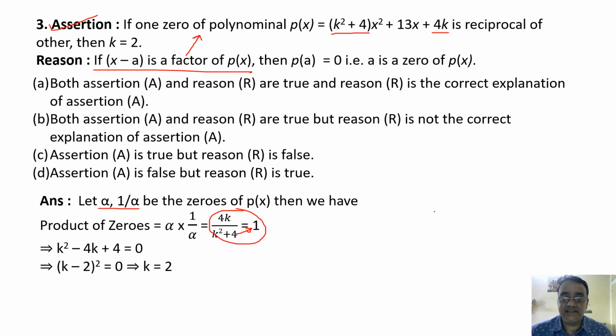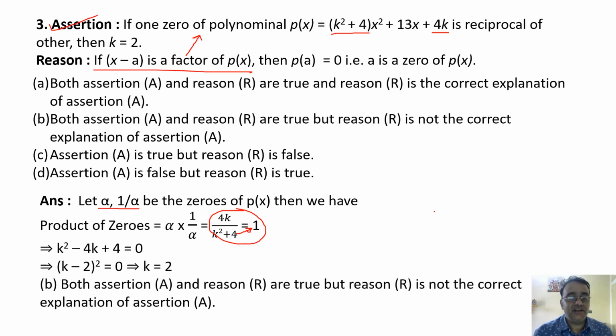The reason is not explaining the assertion, the statement above. It is very independent. So which option is correct then? Both are true, Option B. Both are true but the reason is not the correct explanation of the assertion, so Option B is the correct one.